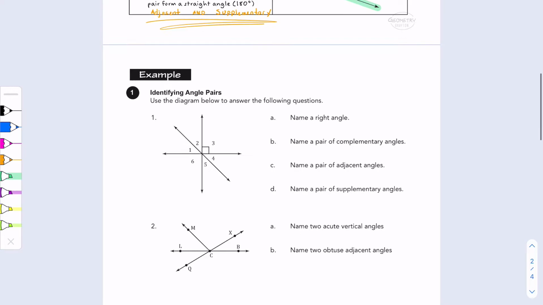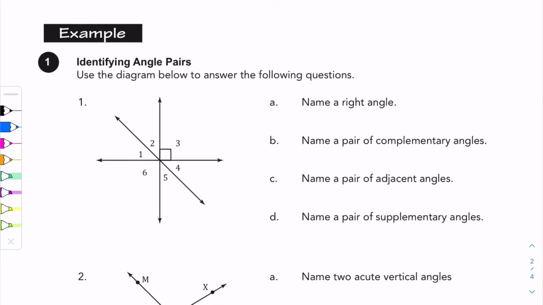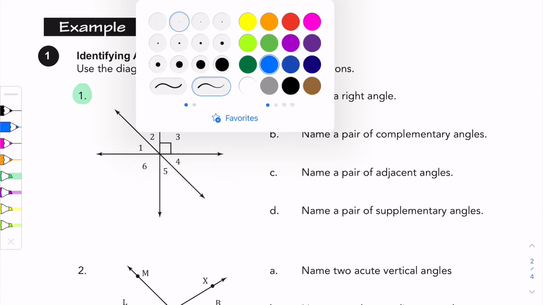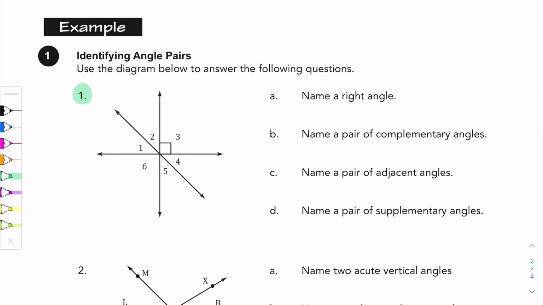Looking at example 1, here we're just using the diagram to answer some questions about it. Number 1 is going to use this diagram, and the first question says to name a right angle. So be on the lookout for your right angle indicators, and in this case I see angle 3 as a right angle, but I also know that angle 3 and angle 6 are vertical angles, so angle 6 is also a right angle.